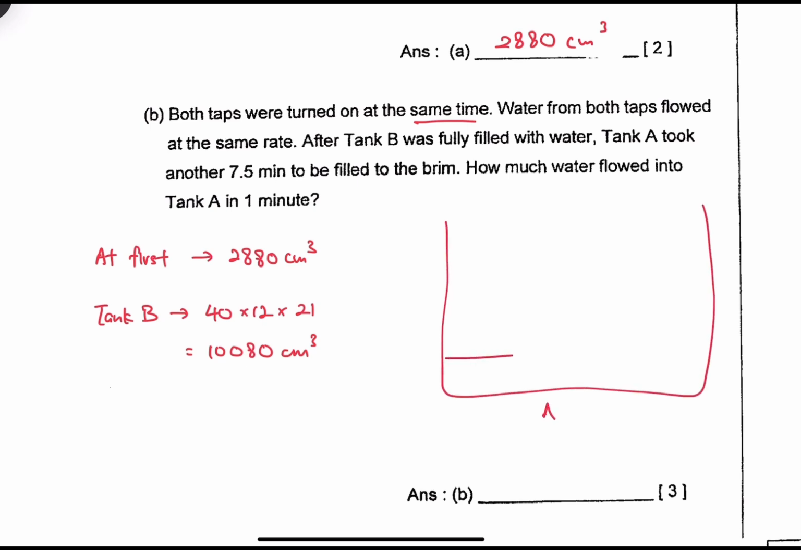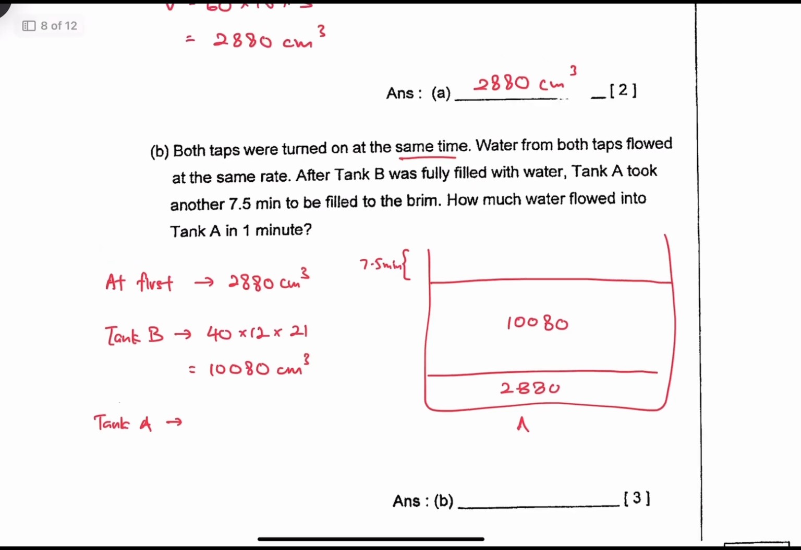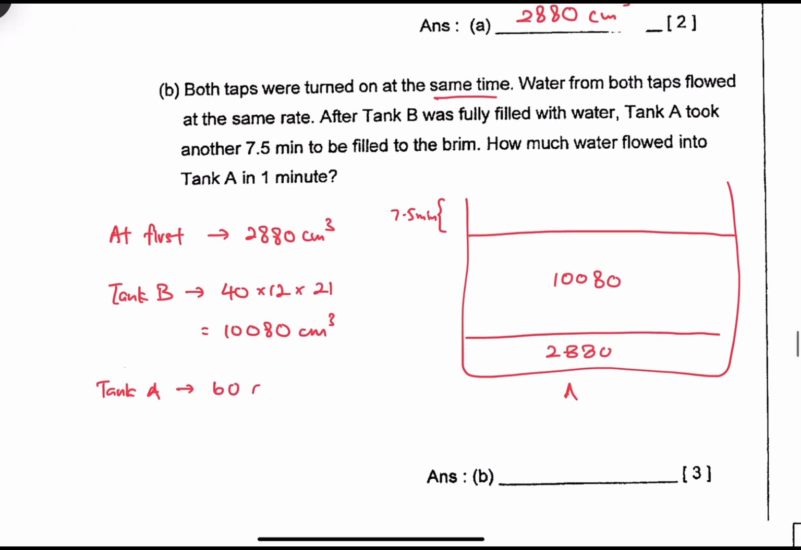By model, this is my tank A. I originally had 2880, then when they turned on the taps, tank B finished, which means the amount of water flowing in together is 10080. So I will still need 7.5 minutes to fill this up. So I need to find this volume. How do I find it? First I need my tank A. If you have found your tank A using the capacity method, it will be easier and will help you in this case.